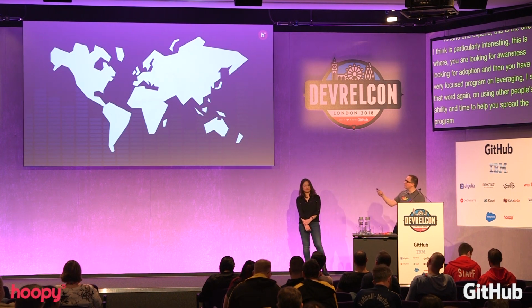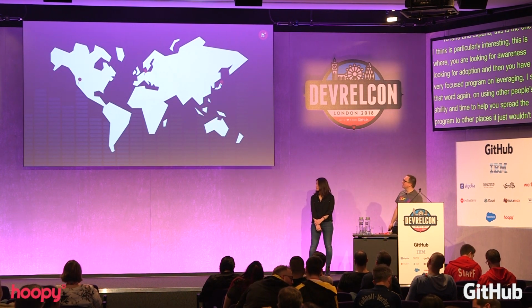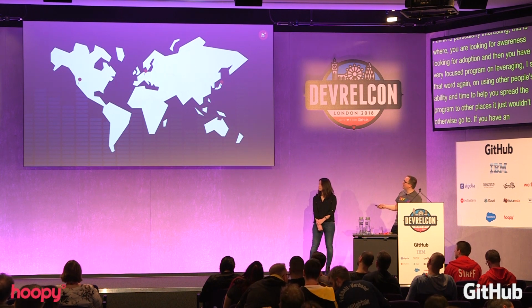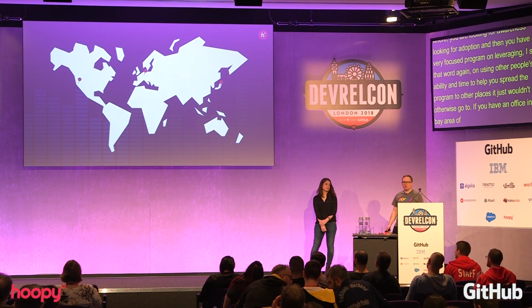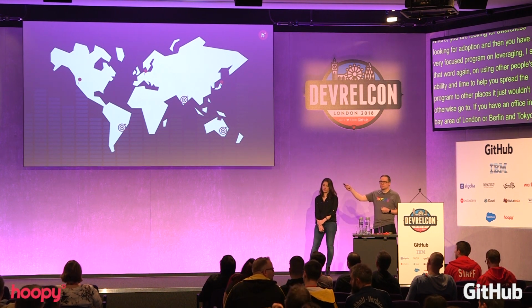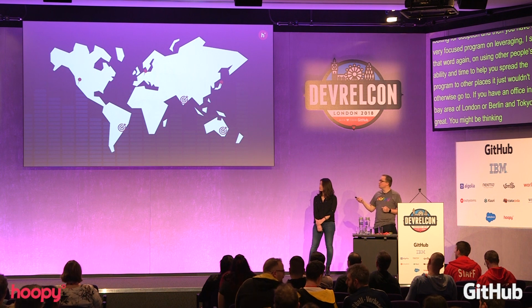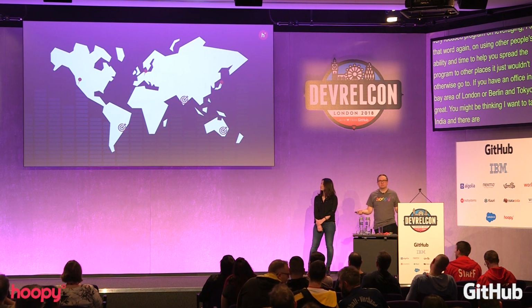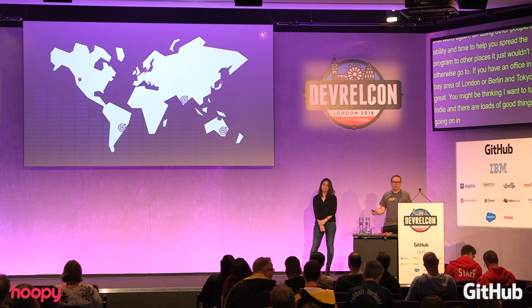So, if you've got an office in the Bay Area, in London or Berlin and Tokyo, that's great, but you might also be thinking, well, I want to target India, and I know that there's loads of good things going on in Brazil and also Australia, but we just don't have the team to reach those areas.